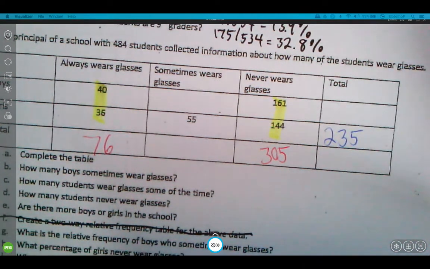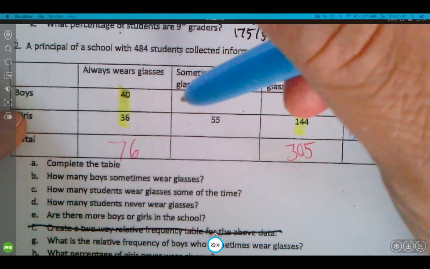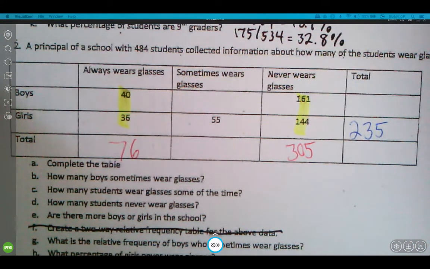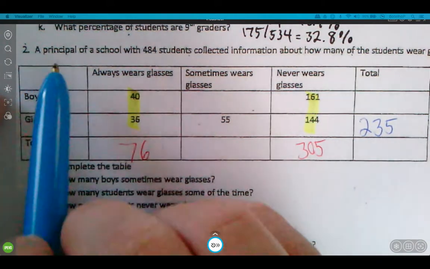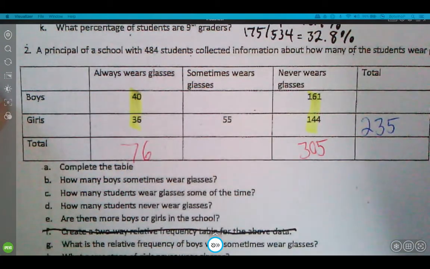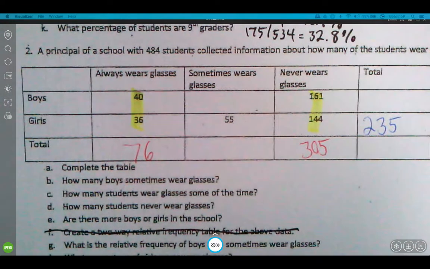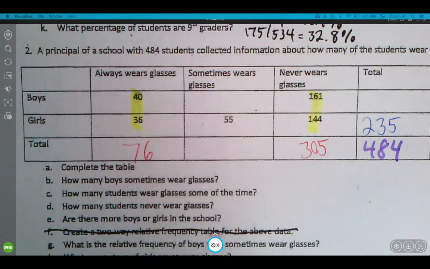What else can I add up, and what else can I figure out? Let's see. So I need to get... Aha! I knew sometimes there's something I was missing. It said the principal of a school of 484 students. So where should that 484 go? That's a huge, important number. 484 belongs here. So now that opens up a few more things.